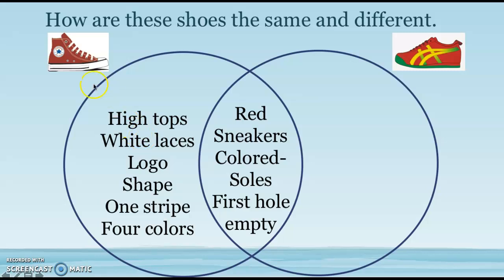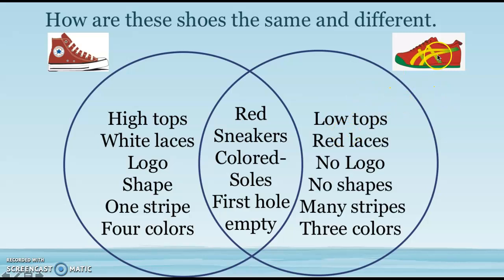For this shoe, they're high tops. They have white laces. There's a logo here with a shape, and it has the one stripe, and there are 4 different colors in this shoe: white, black, red, and blue. This shoe, these are low tops, and they have red laces. There's no logo. There are no shapes. It has many stripes, and there are 3 colors. There's yellow, green, and red.